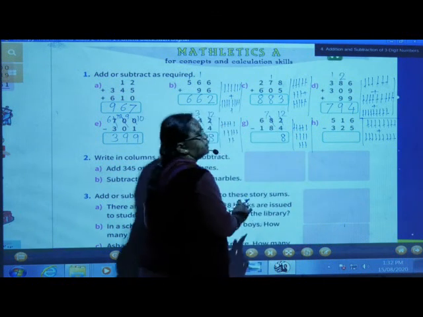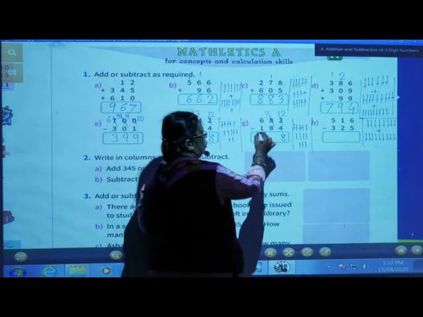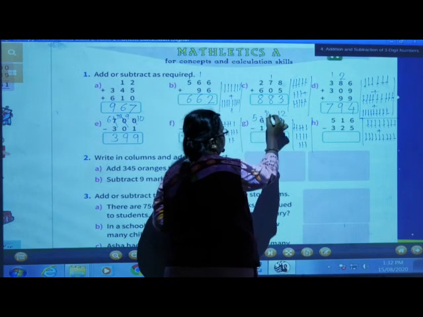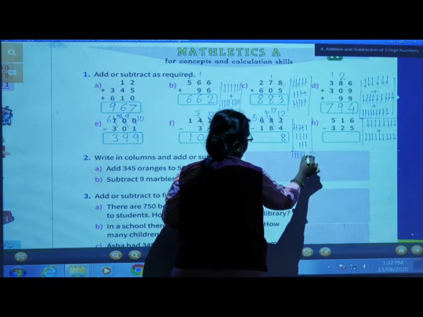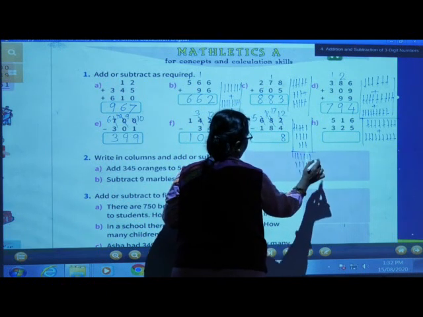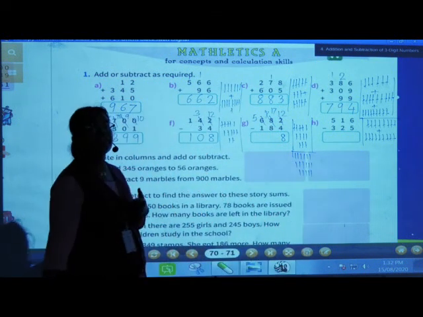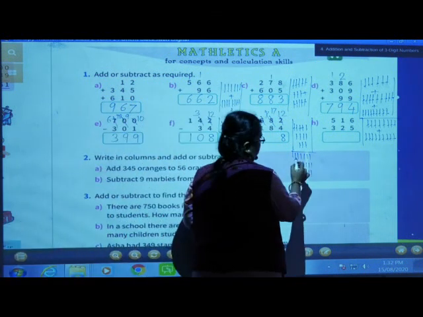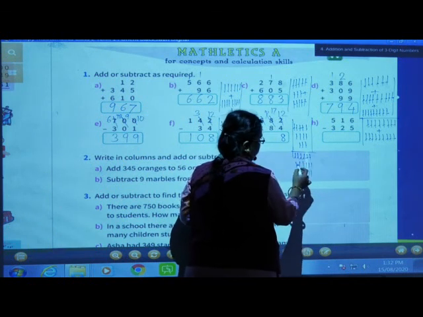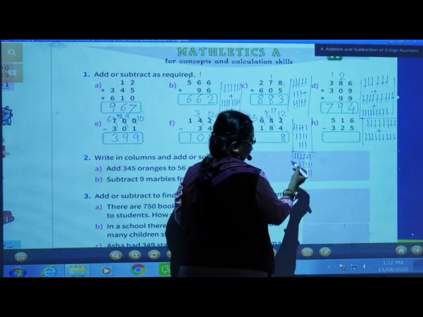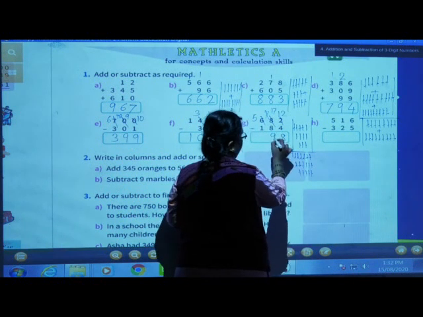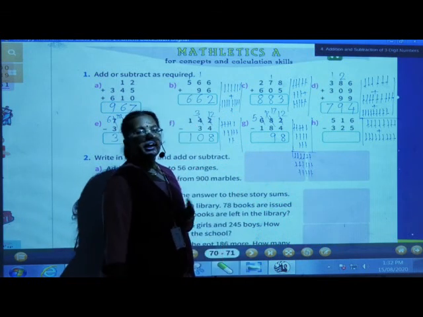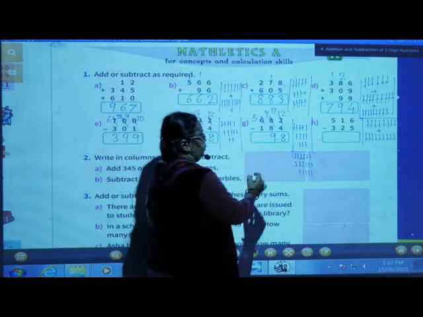Then here 6 minus 8 will also not go. So what will you do? Here you'll make it 5 and here 17. Then counting 1, 2, 3 up to 17. Then 17 minus 8: 1, 2, 3, 4, 5, 6, 7, 8. So 1, 2, 3, 4, 5, 6, 7, 8, 9. 9. Then 5 minus 1 is 4.